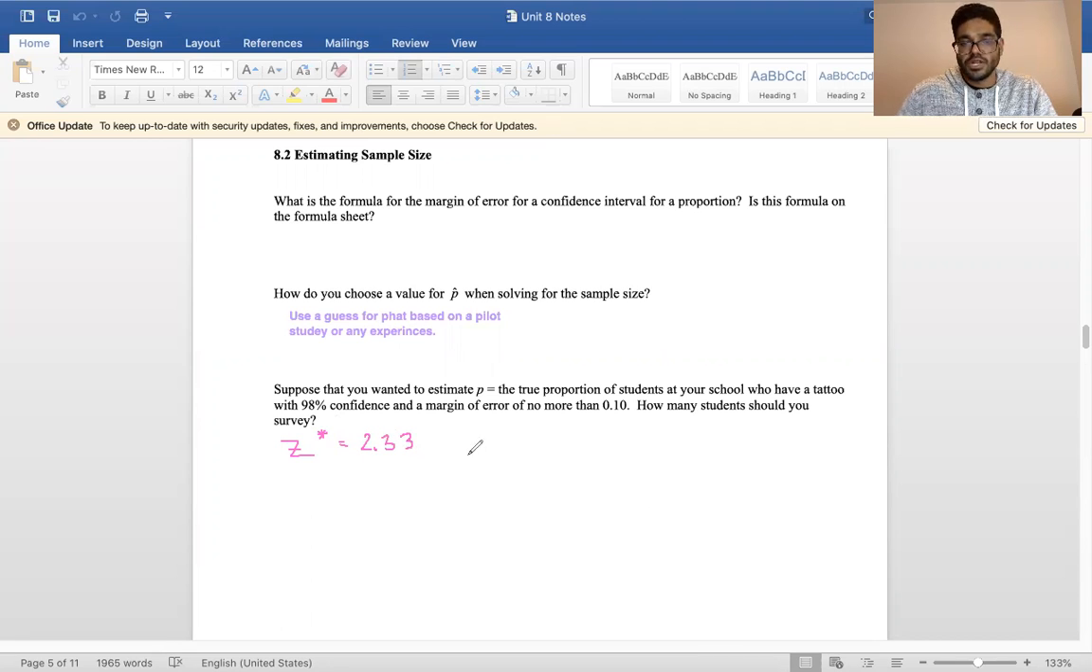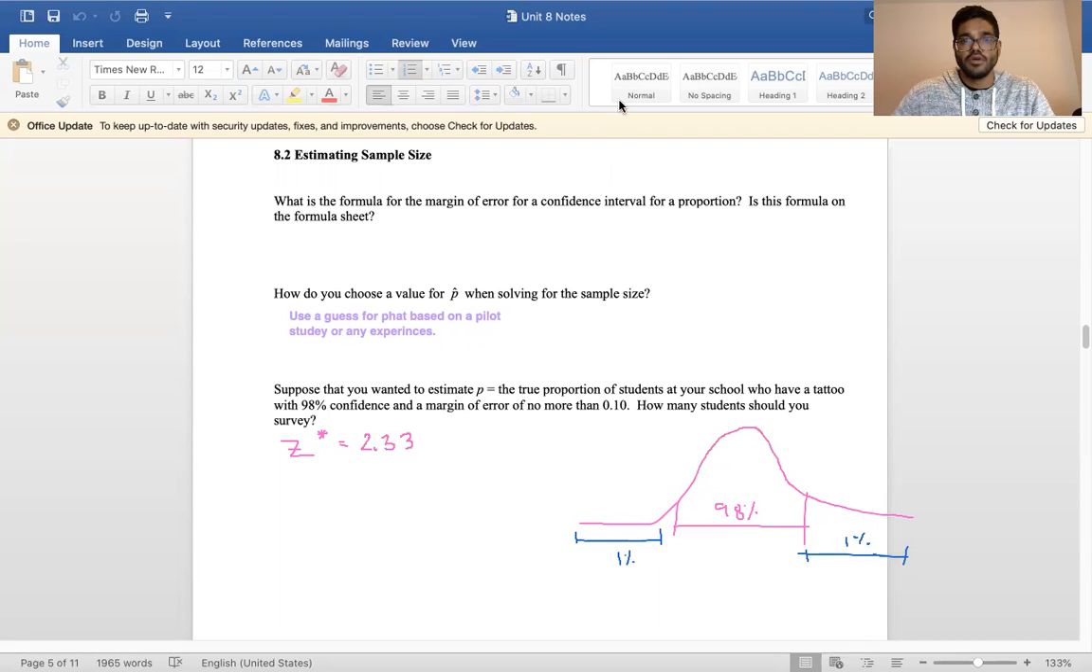Now, when I find this value, think about it: here's your distribution. We want a 98% confidence interval, so we want 98% here. We want this interval to represent 98% of our data. That means we have to have 1% over here, and this is also 1% on the other side.